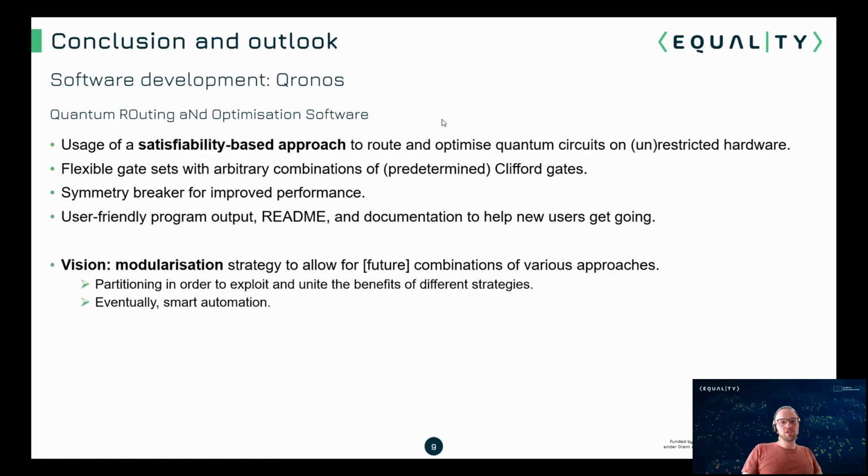And the vision of Qronos shall be, as already hinted in between, to eventually have a strategy for combinations of various approaches, so that this can become some kind of toolbox which not only has a satisfiability approach for Clifford circuits, but also maybe some T-gate heuristic, which can then be used alternatingly. And if you then also include some kind of smart automation, which can already get a guess from the input circuit which section of your quantum circuit can be optimized best with which module, this would be my future vision, or our future vision, for this program.